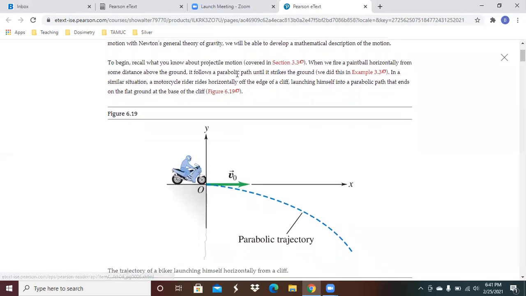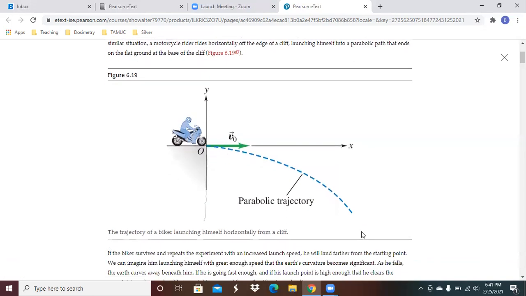So what do we need to know about projectile motion? When you fire a paintball from some distance above the ground, it follows a parabolic path until it strikes the ground. Or a motorcycle rider rides horizontally off the edge of a cliff, landing in a parabolic path that ends on the flat ground at the base of the cliff.